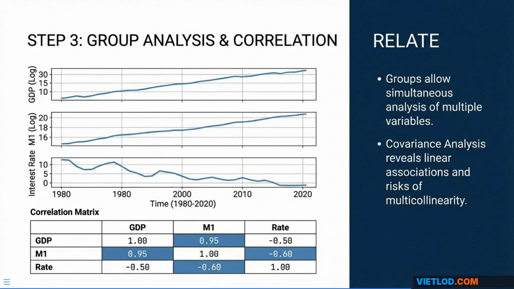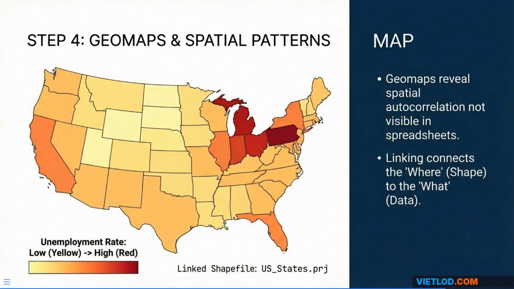Now we move to multivariate analysis using a group object. Here, we've grouped 3 time series variables: GDP, gross domestic product, M1, money supply M1, and the interest rate. The line graphs show the behavior of these variables from 1980 to 2020. We can see that both GDP and M1 have a strong upward trend, while the interest rate has a downward trend. The correlation matrix quantifies the linear relationships between these variables.